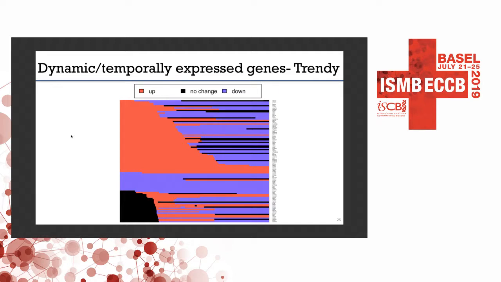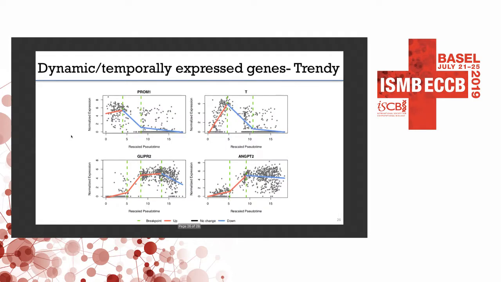There's a number of genes that are going down throughout the whole pseudotime, and some genes that start off the same and then start changing after a given time point. So we can look at some of those genes individually. Here I'm looking at some dynamic or temporally expressed genes using Trendy. Again, these are genes that go up first, so you can see they're all going up first over time and then have different patterns along the time course.